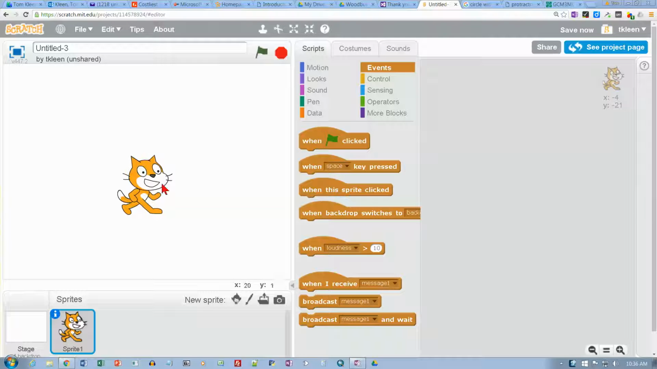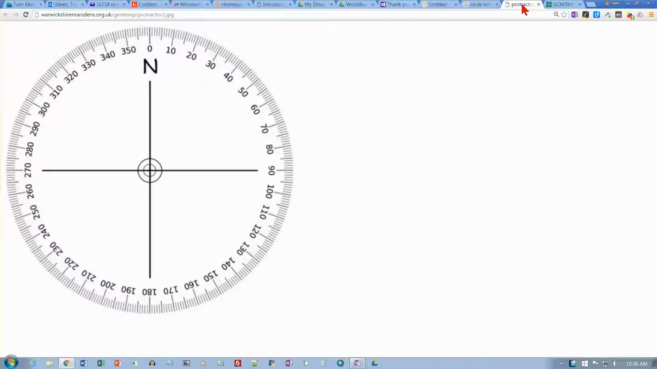But we also need to know how to turn our sprites on the screen as well. And in order to do that, we need to know what a circle looks like and how a circle is measured. And in Scratch, all circles are divided up into 360 parts called degrees.